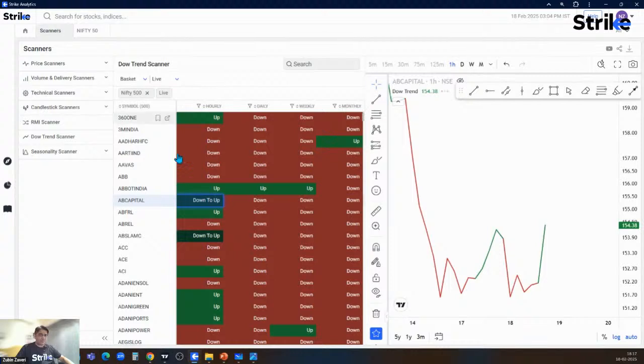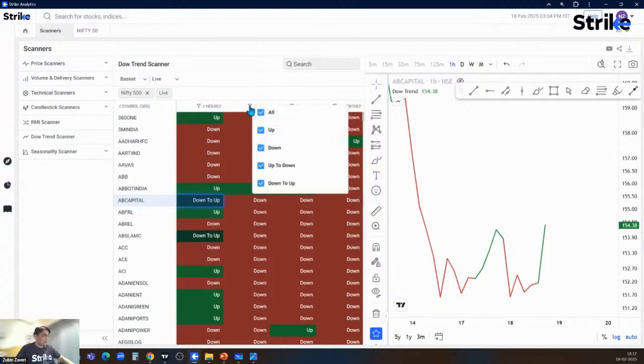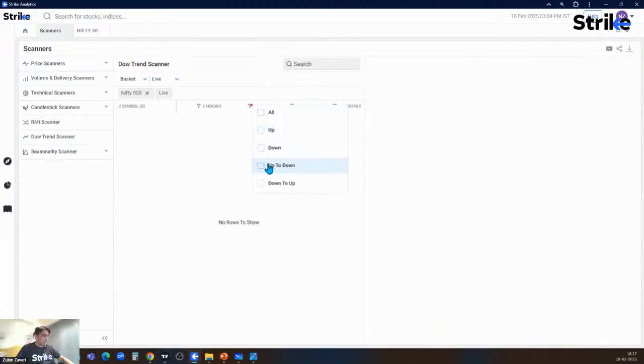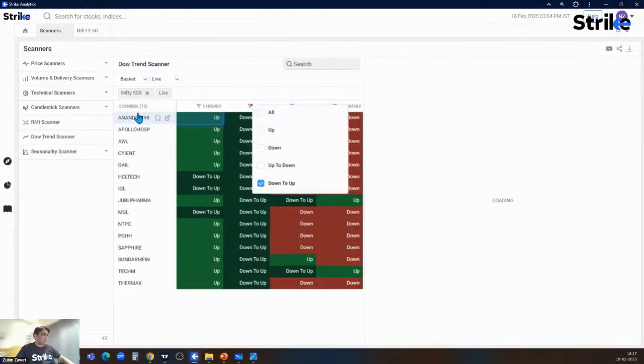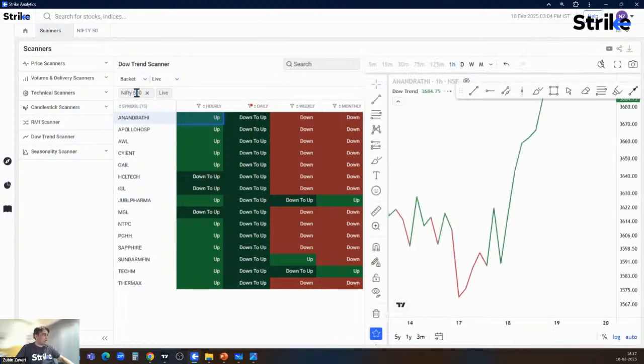Okay. So now what we shall do is, on this Nifty 500 basket, we will filter. There are filters given on hourly, daily, weekly, and monthly time frames on this row. Right now all four options are selected. What we will do is select down to up, and once we do that, out of 500 stocks we get a list of 15 stocks wherein the trend today has changed from down to up.